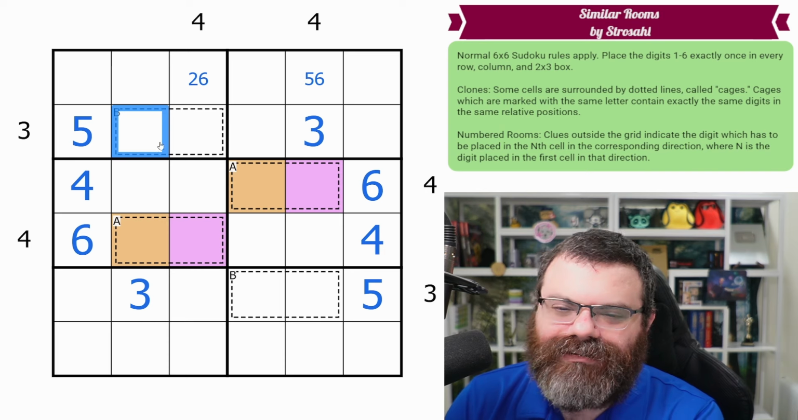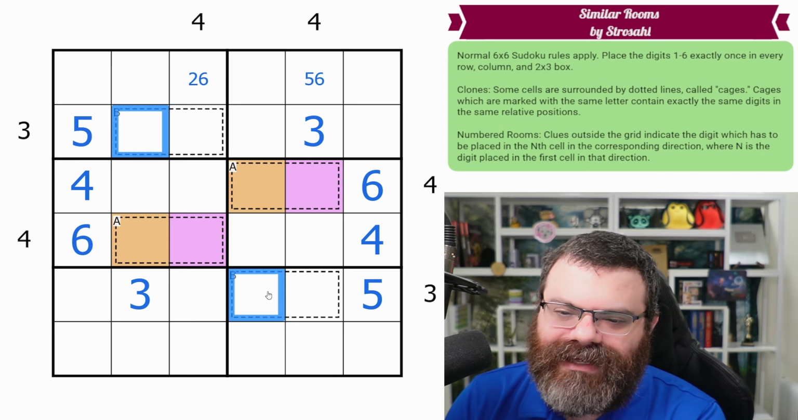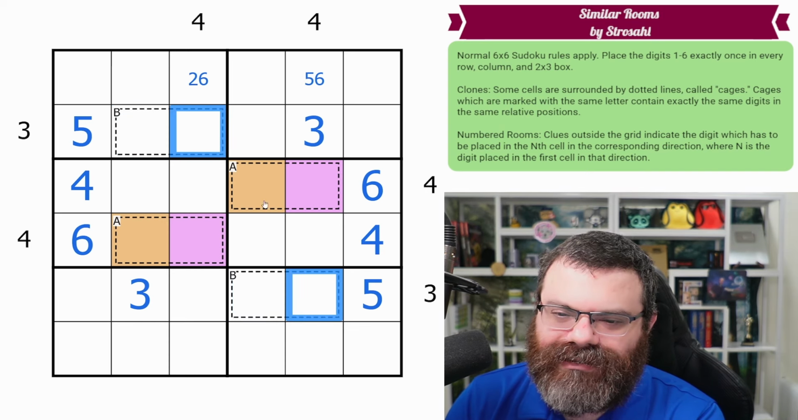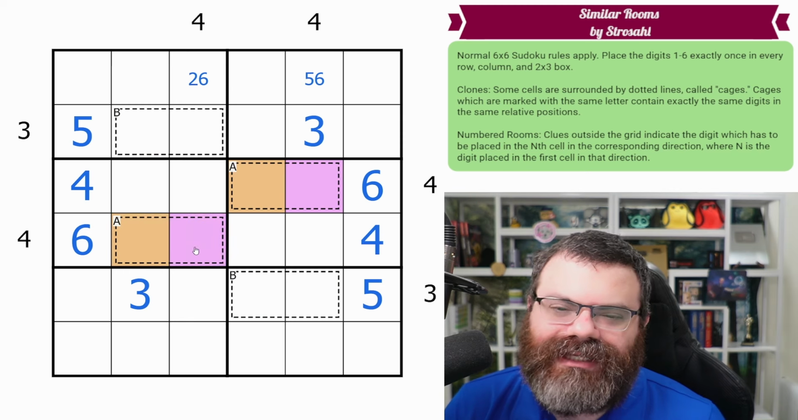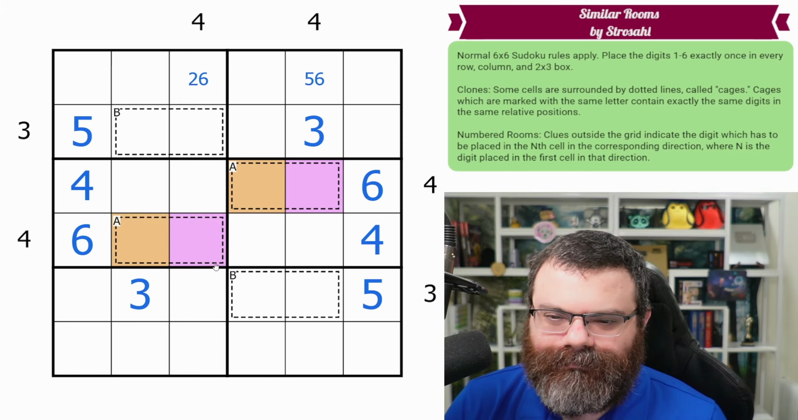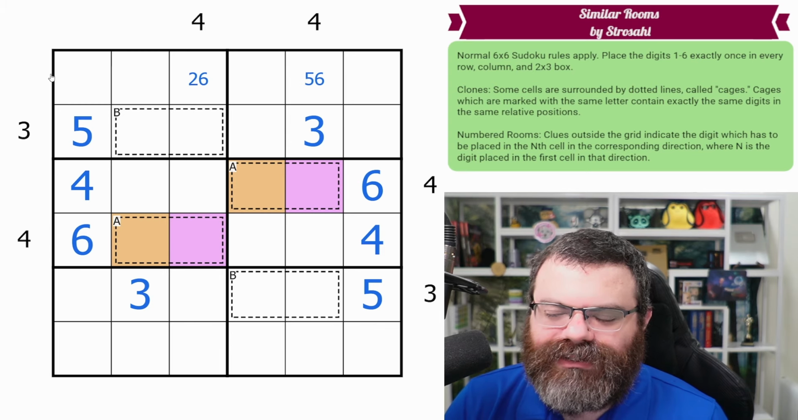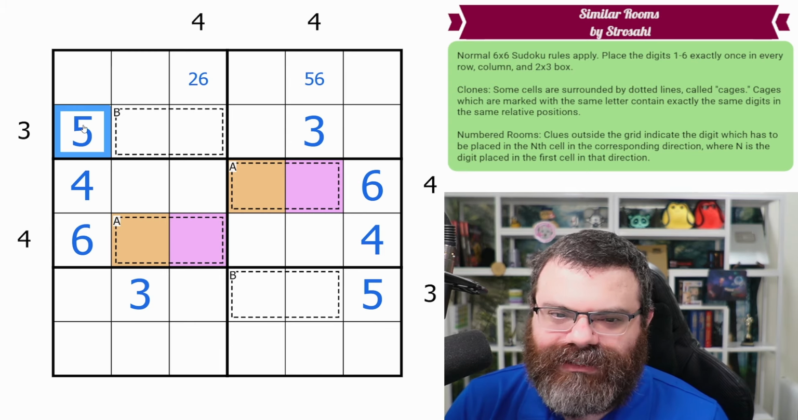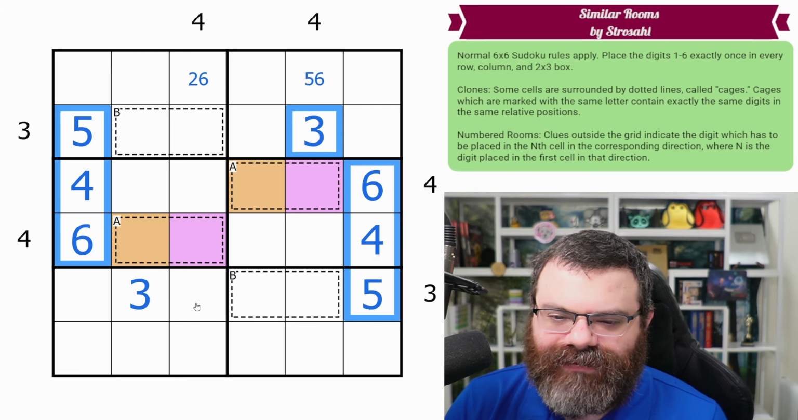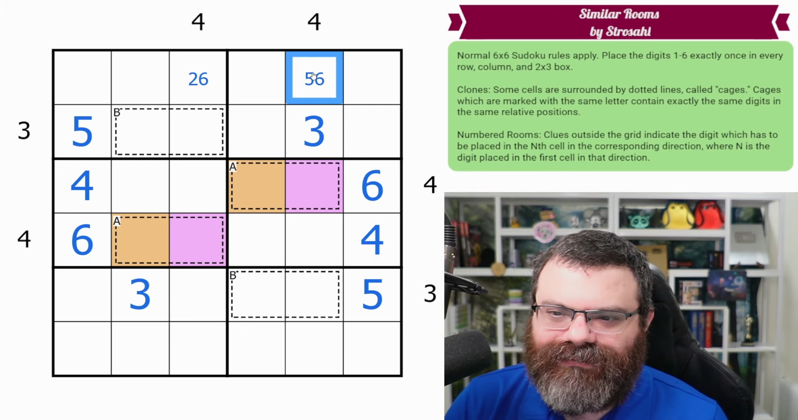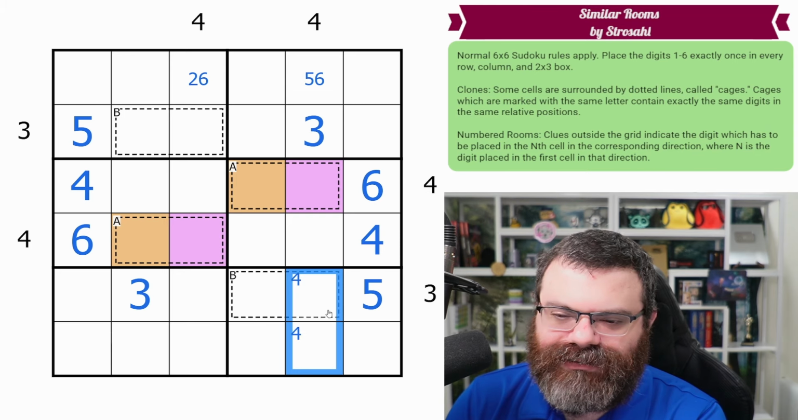Maybe I should just... I don't know. See, the problem is, if I give these colors, I might get confused and think they can't be the same as these colors. Okay, so I'm not going to do that. Let's look at what numbered room clues I haven't done. This 5 points at this 3. This 6 points at this 4. This 6 points at this 4. This 5 points at this 3. So it's just these. 5, 6 tells us there's a 4 in one of these two.